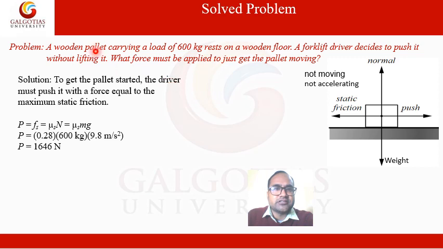Now the question is, a wooden pallet carrying a load of 600 kg rests on a wooden floor. Now this is a wooden pallet. The weight of this wooden pallet is 600 kg, and it is trying to move on the floor, this wooden floor. This floor is also wooden, and this wooden pallet is about 600 kg.